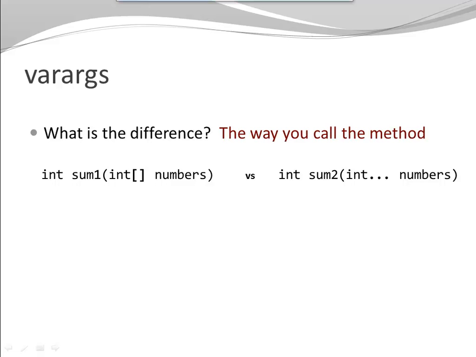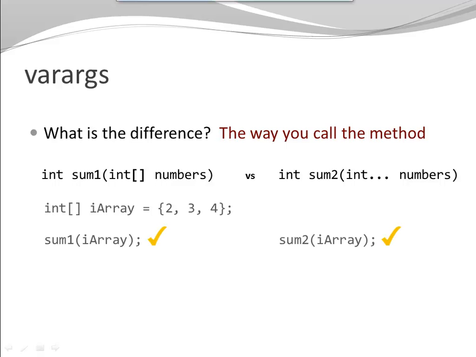The difference is the way you call the method. Let's assume I have an integer array. I call it iArray, and it is initialized with three values, 2, 3, and 4. I could pass my iArray to either method. I can say sum1 pass iArray or sum2 and I pass iArray.